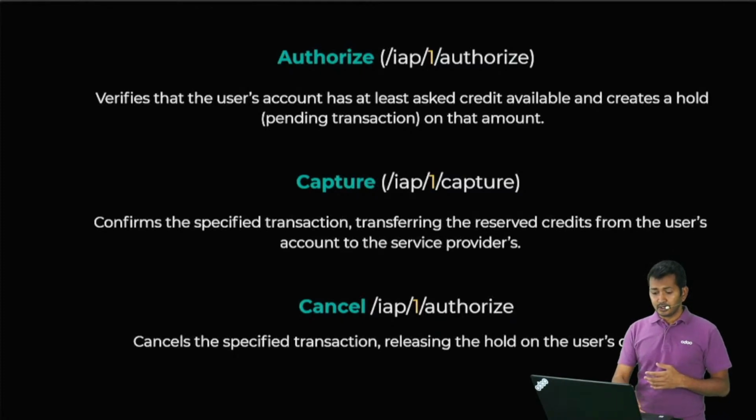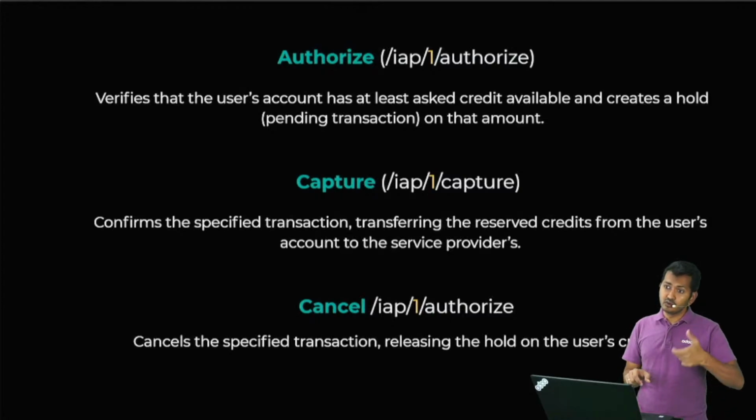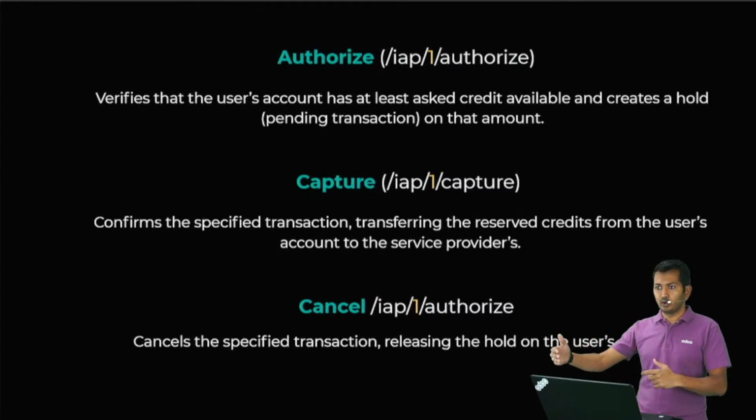What does capture do? Capture confirms the specified transaction. So when you do the authorize, the credit hold, it will return a key, which is your transaction key for that particular transaction. You will need to store that transaction key, so that when you later render your service and want to do the capture, you pass that key to the IAP server, saying capture this token that I had a hold on, and using that token, IAP will basically charge the transaction services.